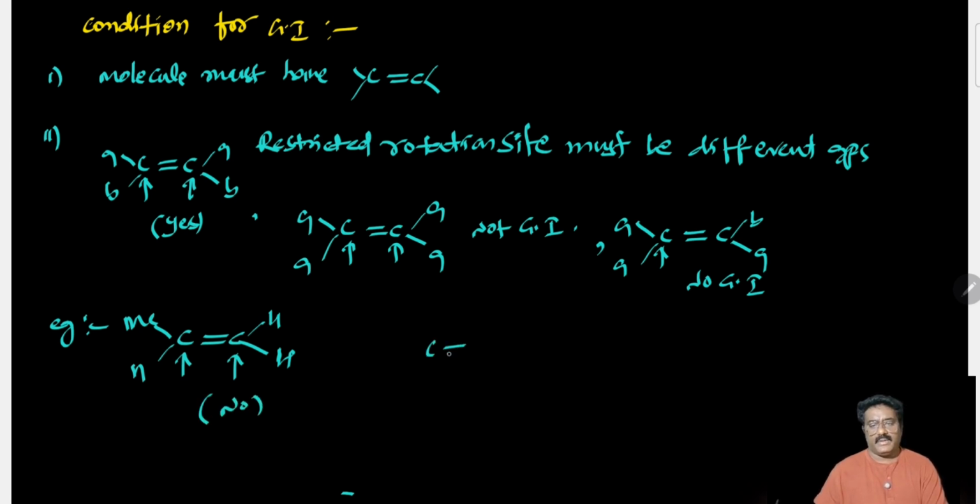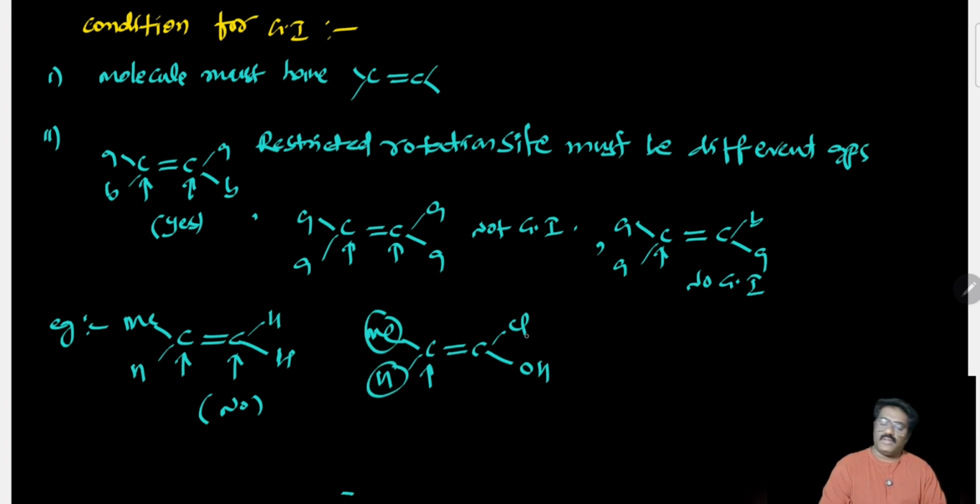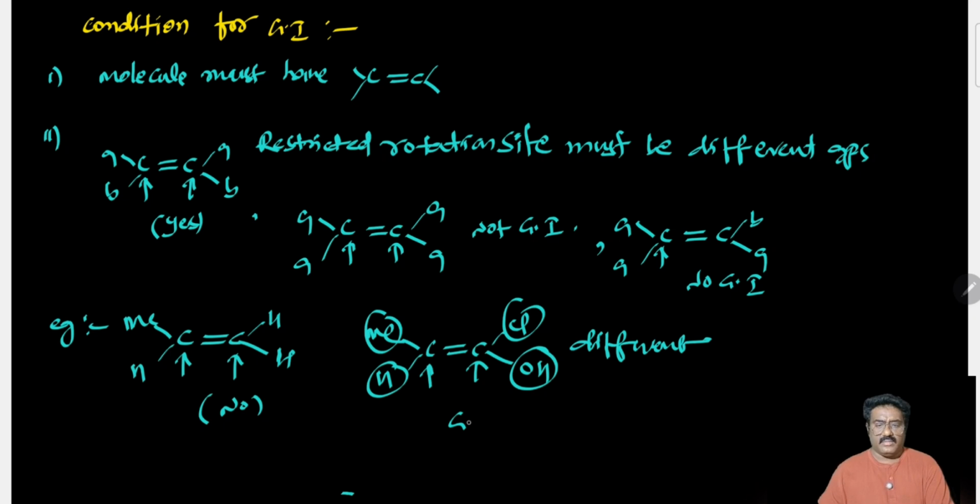If the carbon-carbon double bond has chlorine and OH on one carbon, and methyl and H on the other, this site has different groups. It is a methyl group and hydrogen, so this site has two different types of groups. It can show geometrical isomerism.